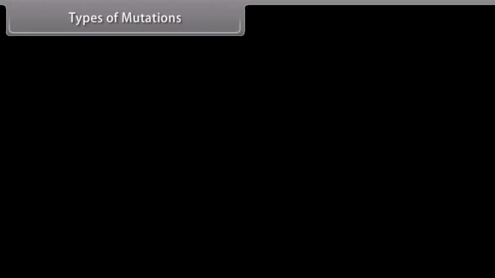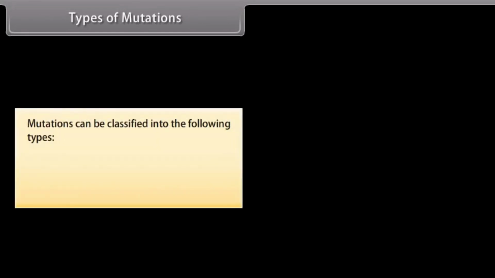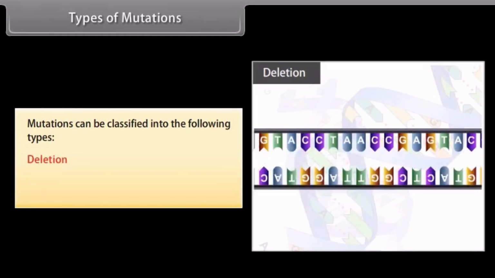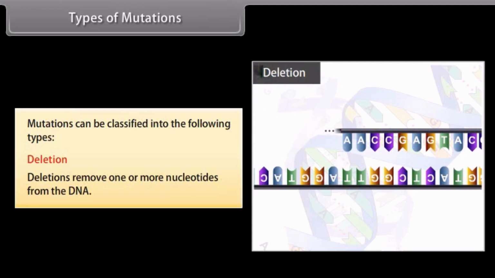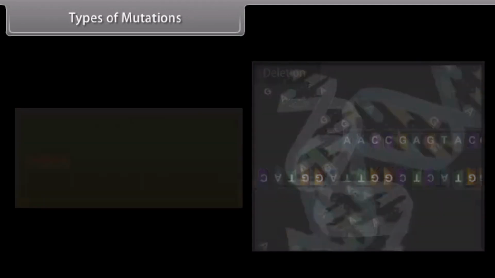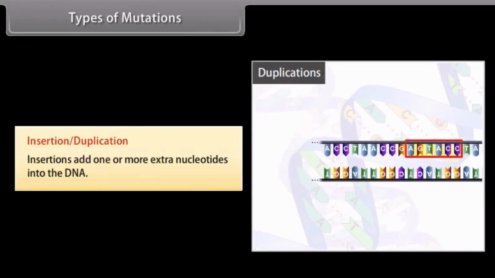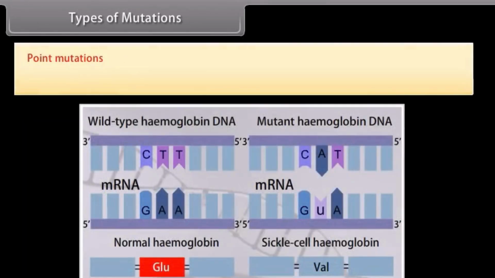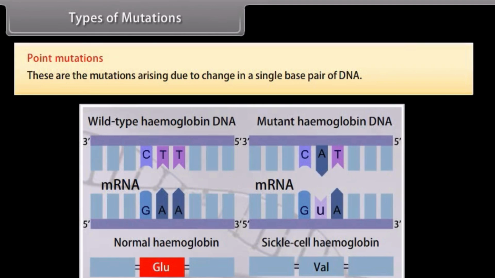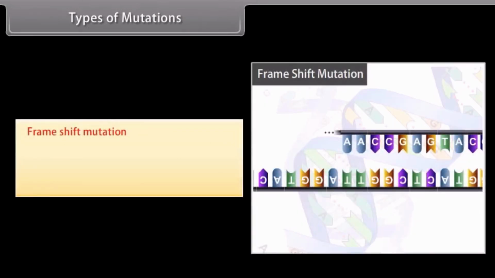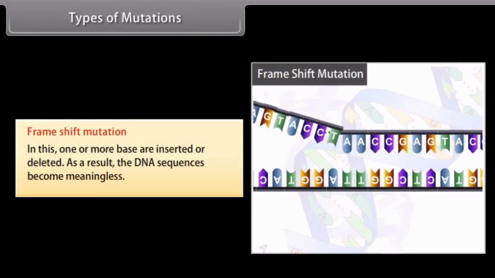Types of mutations. Mutations can be classified into the following types. Deletion. Deletions remove one or more nucleotides from the DNA. Insertion or duplication. Insertions add one or more extra nucleotides into the DNA. Point mutations. These are the mutations arising due to the change in a single base pair of DNA. Frame shift mutation. In this, one or more bases are inserted or deleted. As a result, the DNA sequences become meaningless.